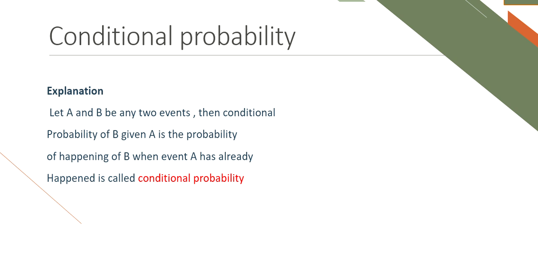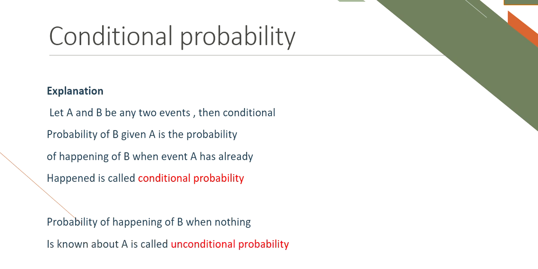Next comes the probability of B happening when nothing is known about A: unconditional. Unconditional means B does not know anything about A. But you can't write that on paper. We can't write that B knows A is conditional and B does not know A is unconditional. You have to write it in proper terms, but for your understanding, I'm just giving you an example.